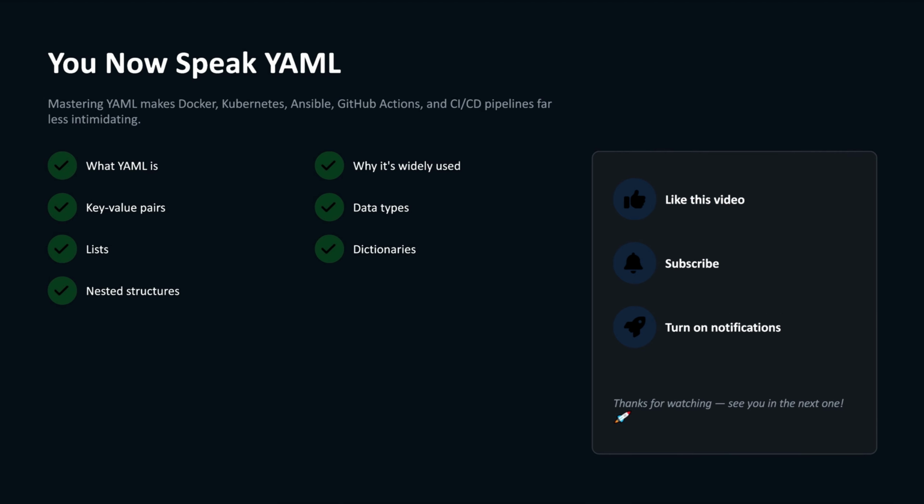Congratulations! You now understand the fundamentals of YAML. Today we learned what YAML is, why it is widely used, the key value pairs concept, the data types, lists, dictionaries, and nested structures. Mastering YAML will make learning technologies like Docker, Kubernetes, Ansible, GitHub Actions, and CI/CD pipelines much easier.